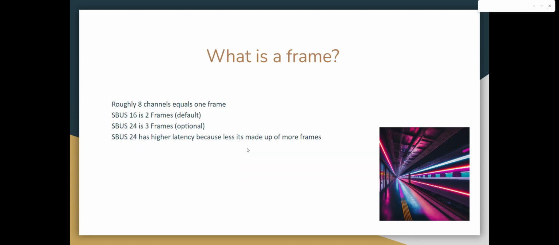We're going to talk about valid frame rates, but in order to talk about valid frame rates, we need to talk about frames. And what is a frame? A frame is made up roughly of 8 channels, and we have what we call S-bus, or serial transmission, which means one long stream of zeros and ones. Our default is 2 frames, and we have the option to do 3 frames. And as we get to 3 frames, you have a bit more latency because it takes longer for transmission to go from the transmitter to the receiver because it's waiting for the last set of 3 frames to come through.